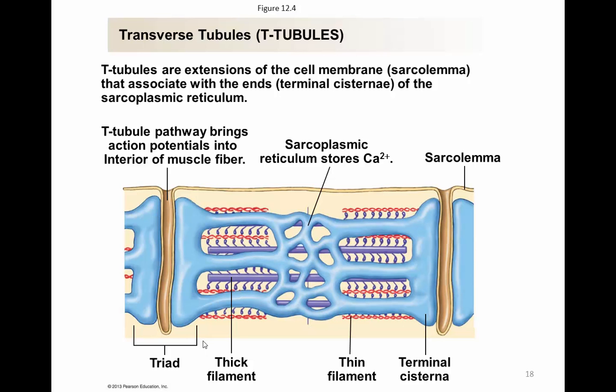Because the transverse tubules move through the center of a muscle cell, that means the signal doesn't just ride on the surface of the cell, the signal runs through the muscle cell and it can activate the entire cell essentially simultaneously.